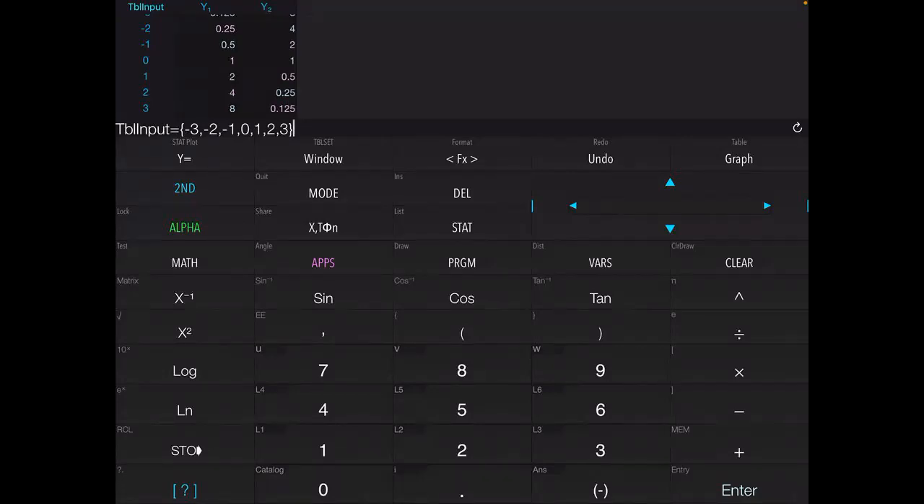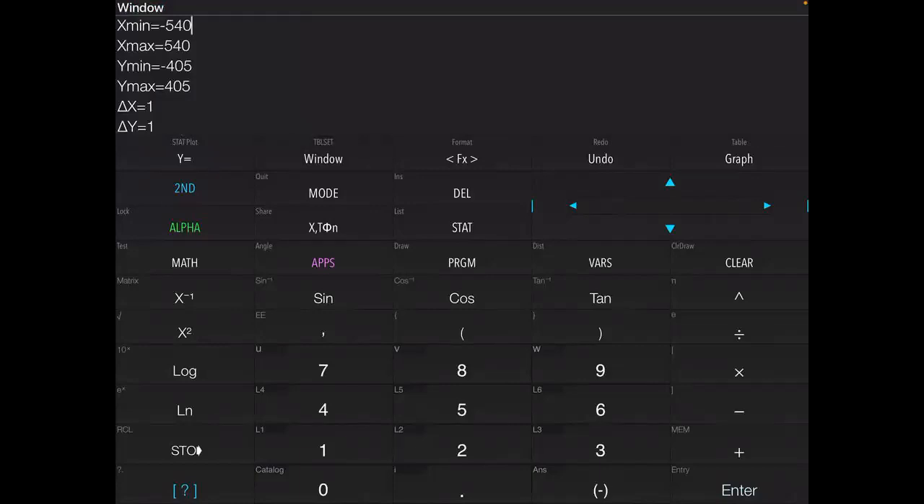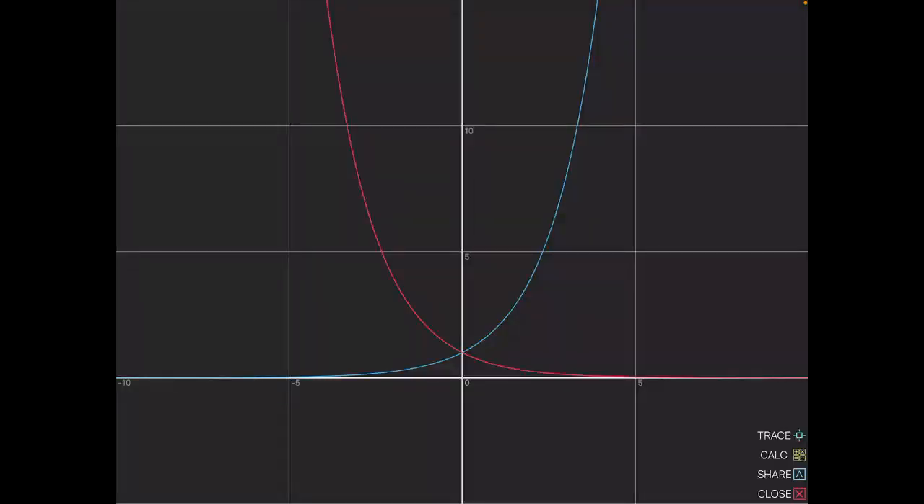Let me set up my window here to get a very clear picture. I don't know why the default numbers are so large. That's way too huge. So let's do -10 and 10 for the x values. And then for the y values, let's do -5 and 15 for the window. Graph, and there we get those two functions.